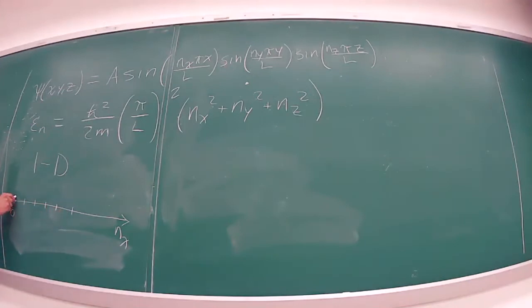And so let's say this will be nx equals 1, 2, 3, 4, 5, nx equals 5. And so the fermions, we just start to occupy the lowest energy states. And so they will just move up like that.